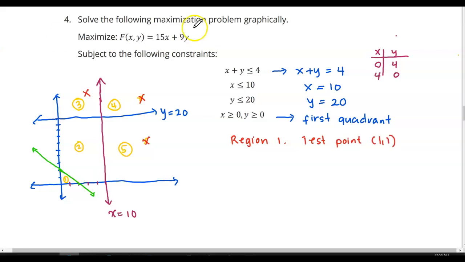So 1, 1, and then we will just have to see if that is satisfied by this inequality here. So we have 1 plus 1. Is that less than 4? The answer is yes. That is the only inequality that we're going to test because we already tested these 2 here that have to be satisfied by those regions. So therefore, region 1 is a feasible region.